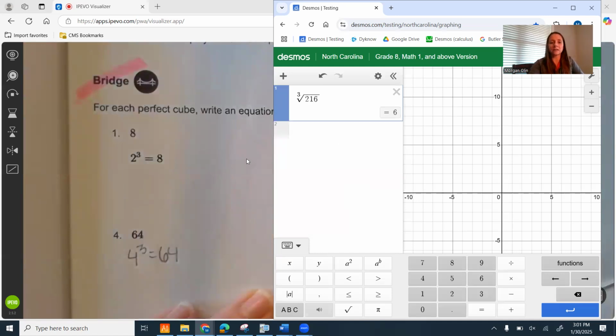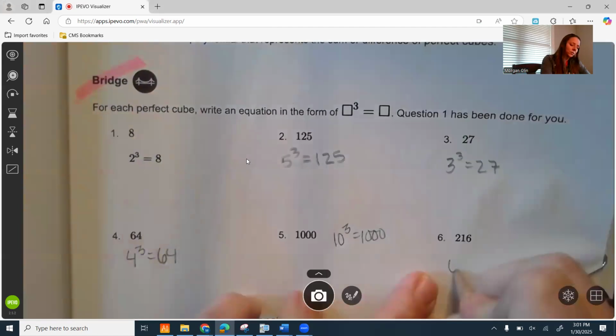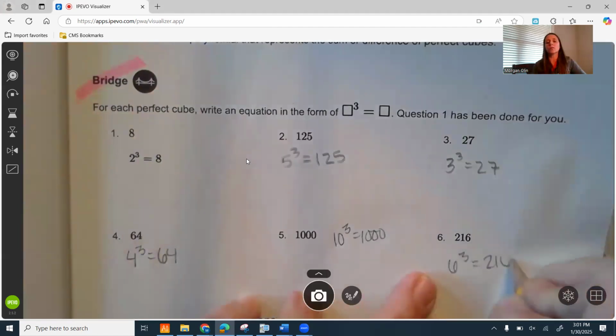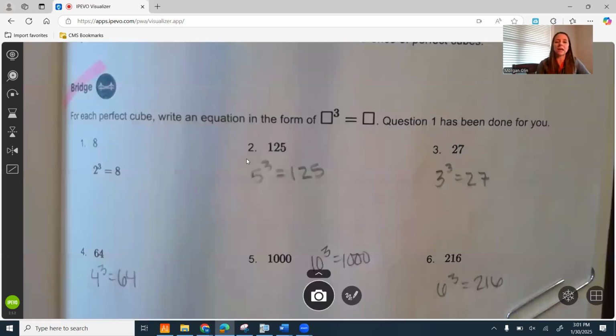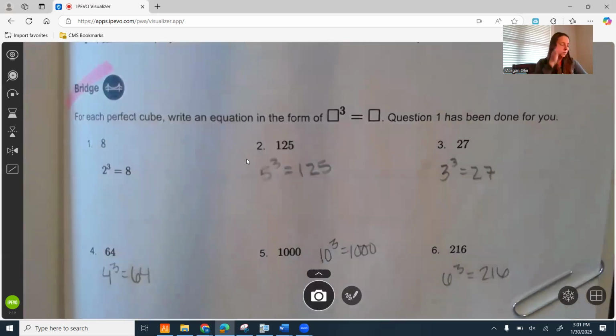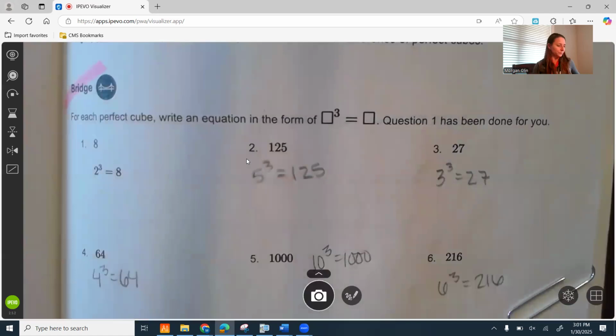All right, 6. Okay, so 6 cubed equals 216. Now, this isn't all the perfect cubes. All right, this is just getting you started. Okay, so just know that right there.